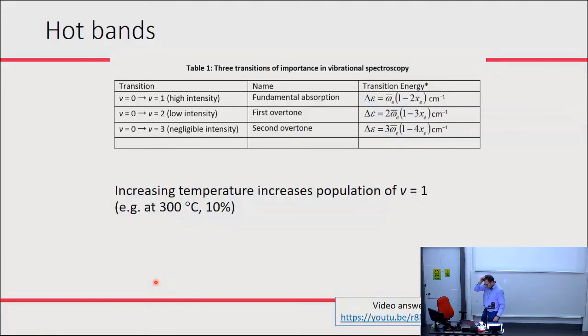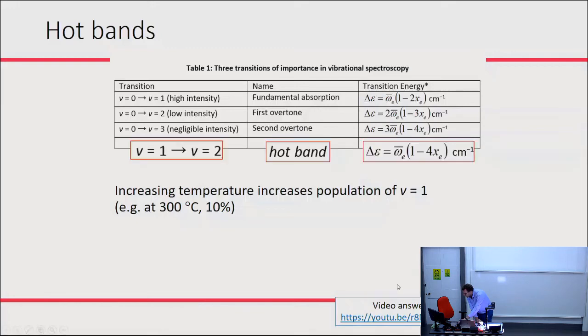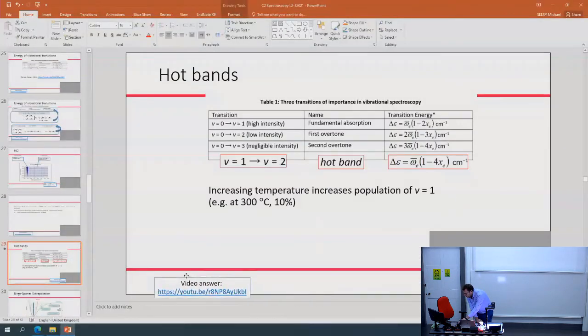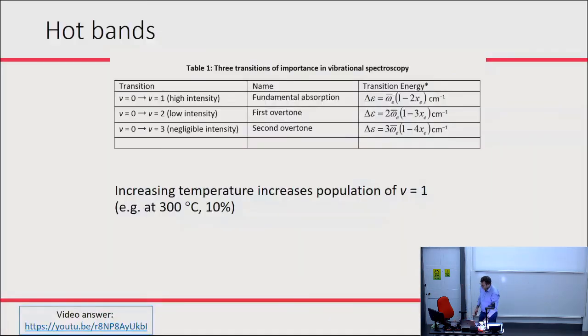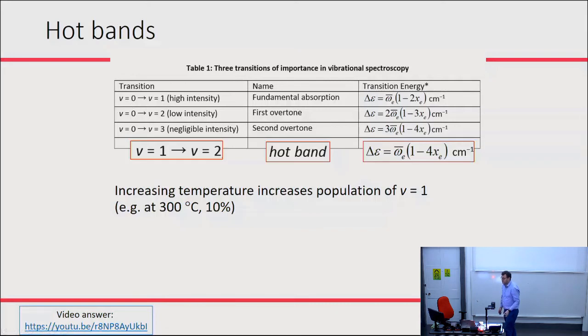So I mentioned, sorry, again, that's just disappeared off the screen. I mentioned that a small fraction of molecules won't be in the V is equal to 0 state. They'll be in the V is equal to 1 state. And this really depends on the temperature. So actually, we may find that we have transitions not only from V is equal to 0 to V is equal to 1, but transitions from V is equal to 1 upwards.